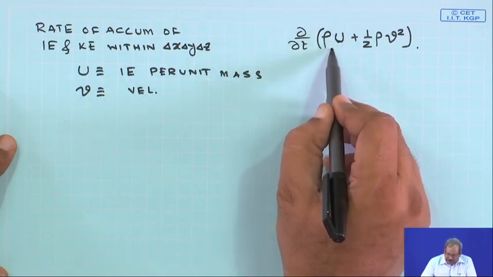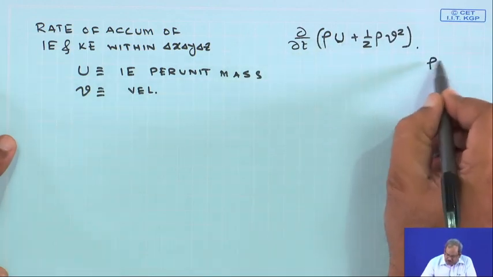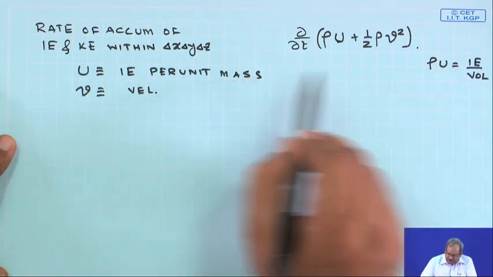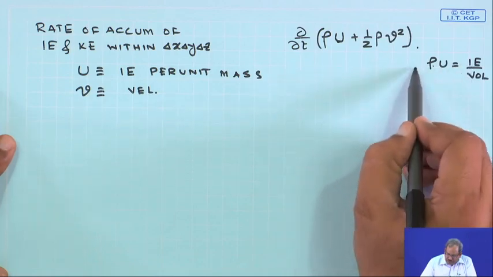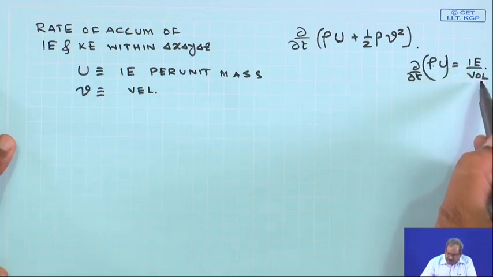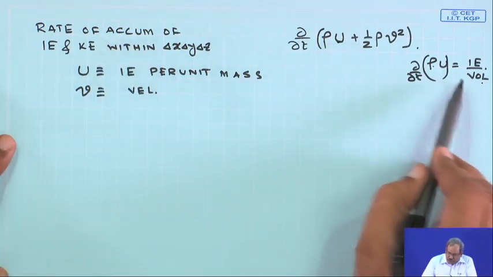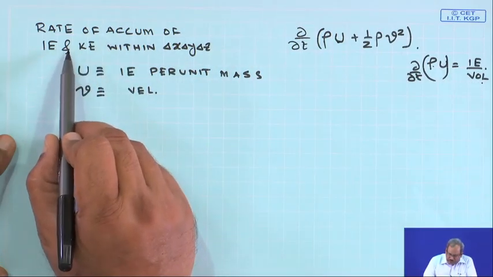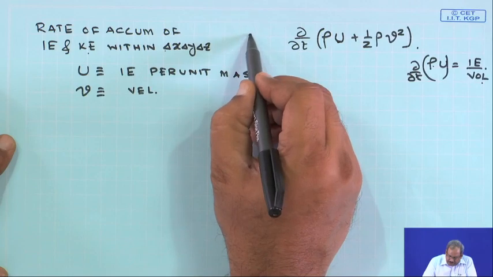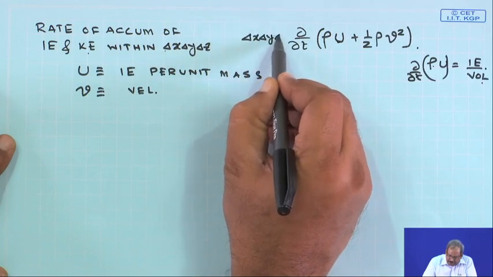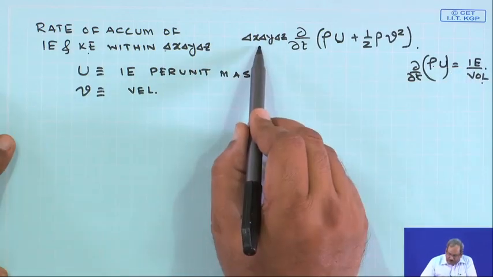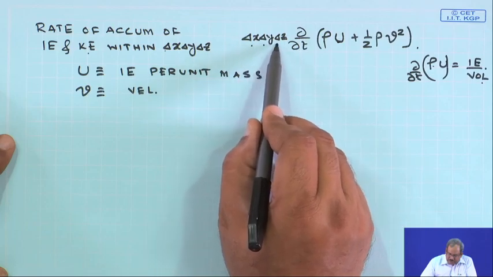Since my u is internal energy per unit mass, rho times u is internal energy per unit volume. So, del t of this is the rate of change of internal energy per unit volume. But we know the volume of the element. If I would like to find the total rate of accumulation of internal and kinetic energy within xyz, this must be multiplied by del x, del y, del z, which makes it the rate of change of internal energy for a system whose dimensions are del x, del y and del z.